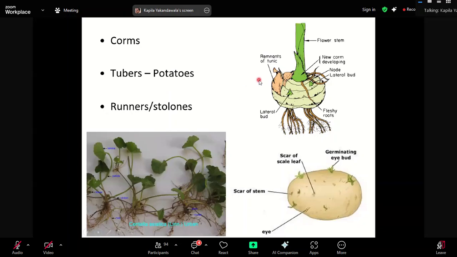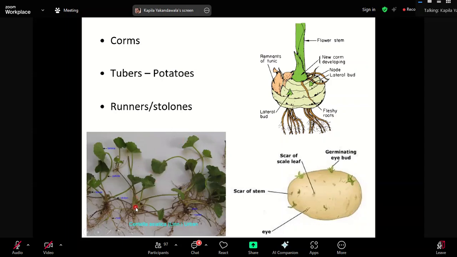Corms: a rhizome is parallel to the ground, or horizontal, but a corm grows vertically. A corm also has nodes, internodes, buds, etc. This is the pseudo stem. This is not the actual stem. Then the potato tuber is a stem. It has buds, scale leaves, etc.